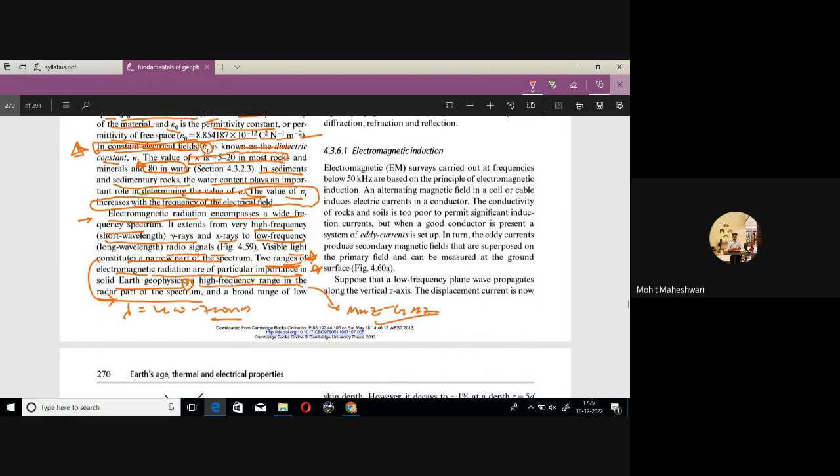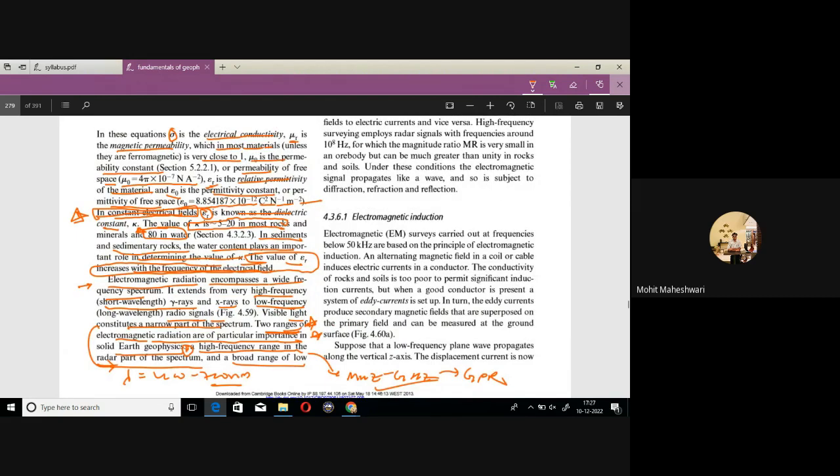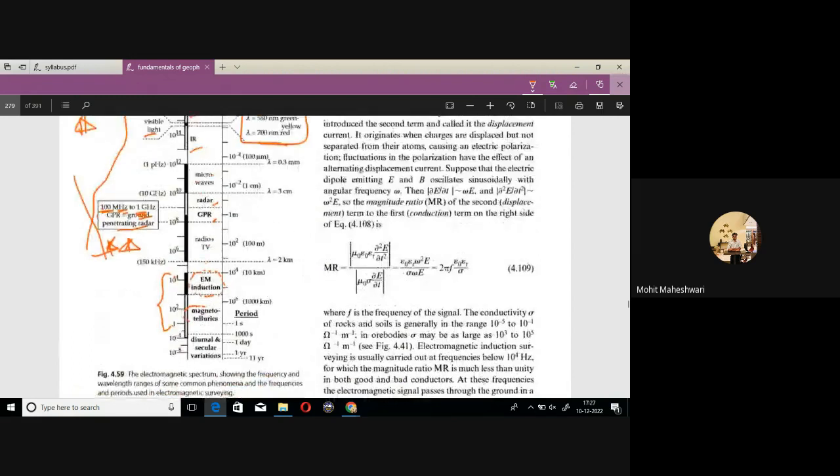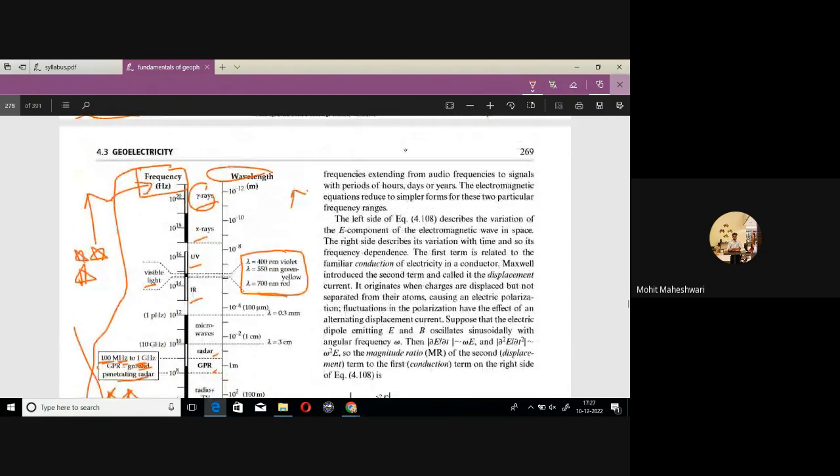This is used in the ground penetrating radar method. Another is a broad range of low frequency, extending from audio frequencies to signals with periods of hours, days, and years. And this is used in the electromagnetic induction method. So two ranges are very, very important. The first is the high frequency range, megahertz up to gigahertz, which is used in the ground penetrating radar method, the GPR method.